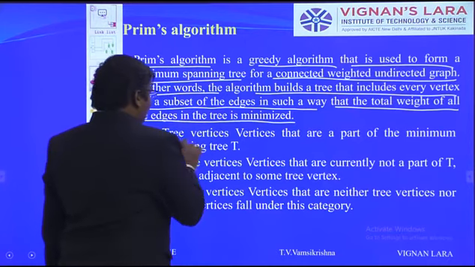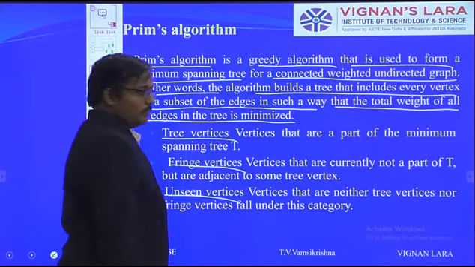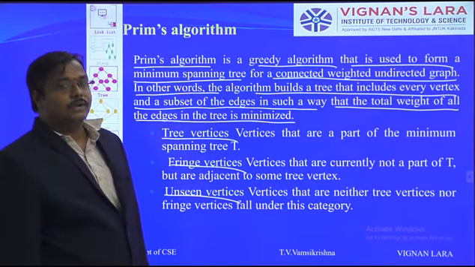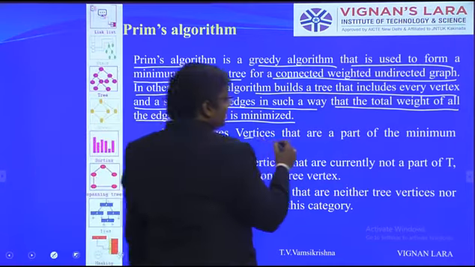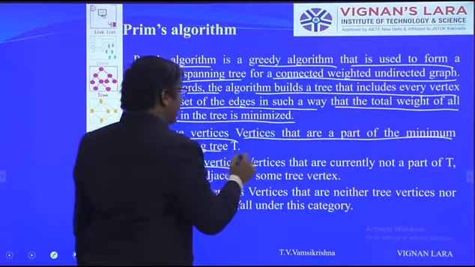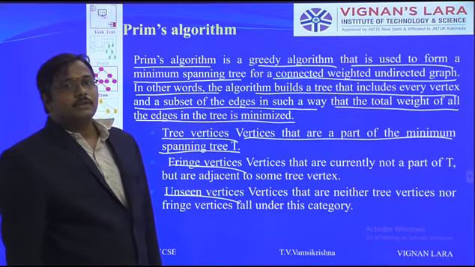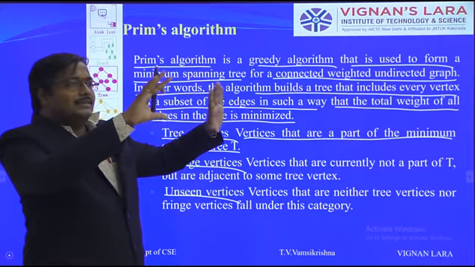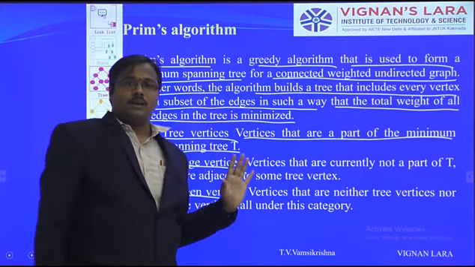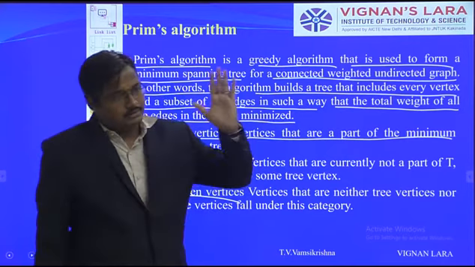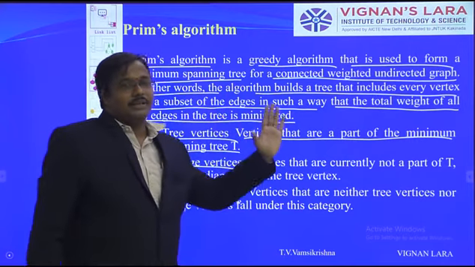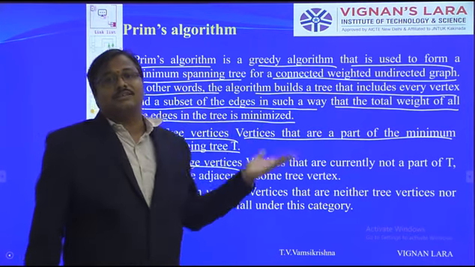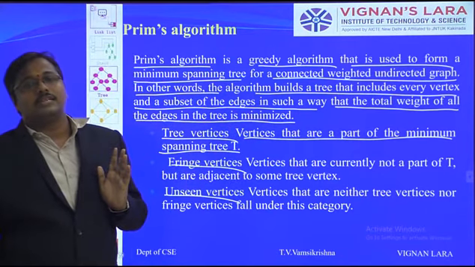Right? So while we are applying Prim's algorithm, we need to identify three different kinds of vertices. First, tree vertices: vertices that are part of the minimum spanning tree. Here, this is a graph, and the minimum spanning tree is also a subgraph. Why? Because all the vertices are the same, but here it represents n number of edges, while here it represents some x of edges. The x is a subset of n. That's why it is a subgraph.